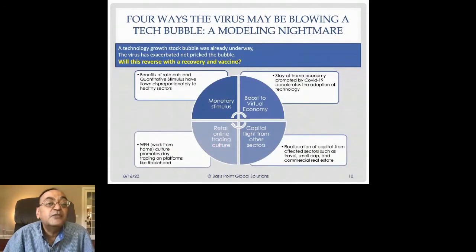There are some pretty good reasons to think that the virus might be blowing the bubble. There's a modeling nightmare here, because the truth is the elements that are leading to the virus being connected to the bubble are all one-off elements. There is a stay-at-home economy promoted by the virus, which accelerates the adoption of technology. There's a relocation of capital from sectors like travel and small cap and commercial real estate into the technology sector. There's a work from home culture, which allows day traders on platforms like Robinhood to buy Tesla. And there is a benefit of rate cuts and quantitative stimulus, and that has flowed disproportionately to those sectors that have been immune to the problems of the virus.